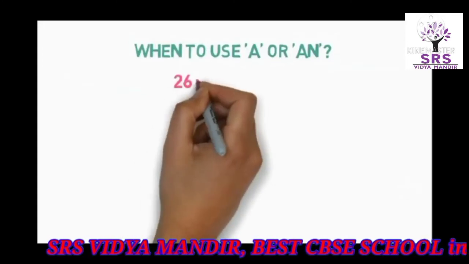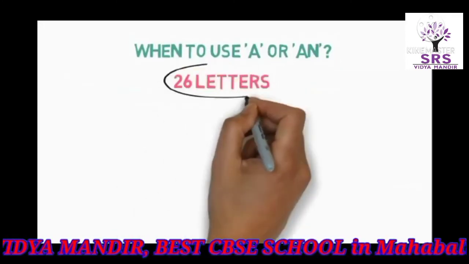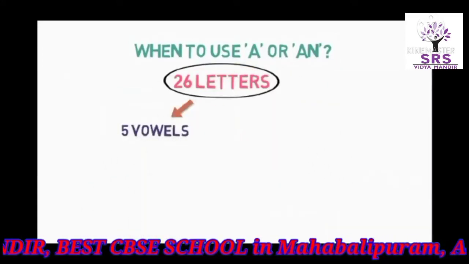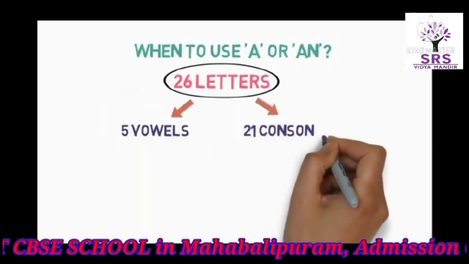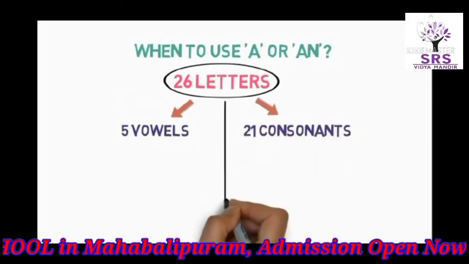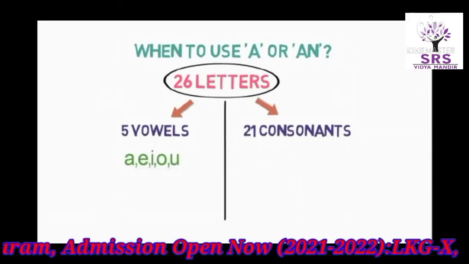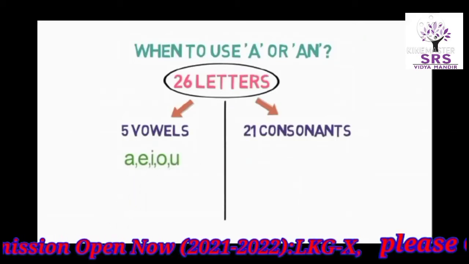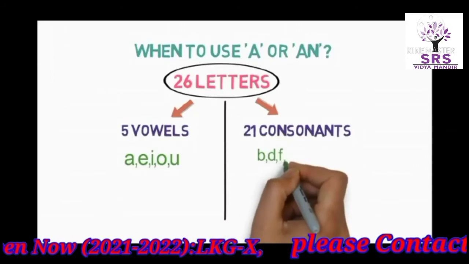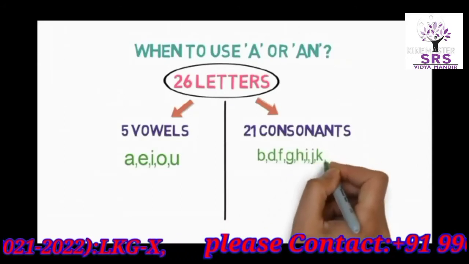Basically there are 26 letters in English. Out of this, 5 are vowels and 21 are consonants. The 5 vowels are A, E, I, O, U. And the rest of the 21 letters are consonants, and you can notice those letters on the screen.